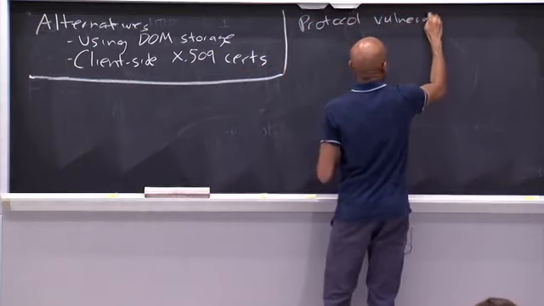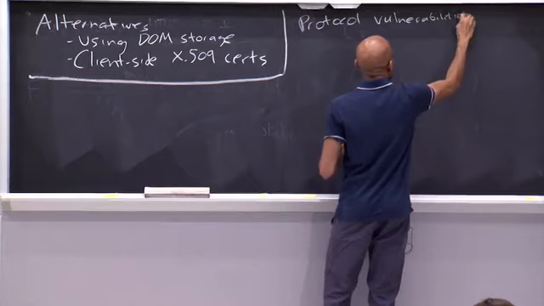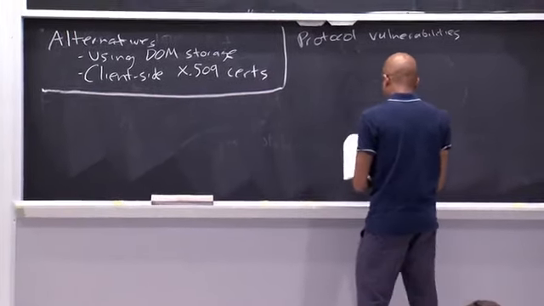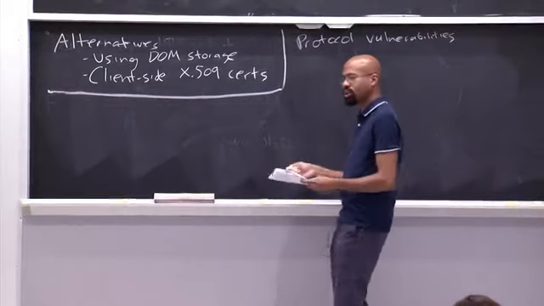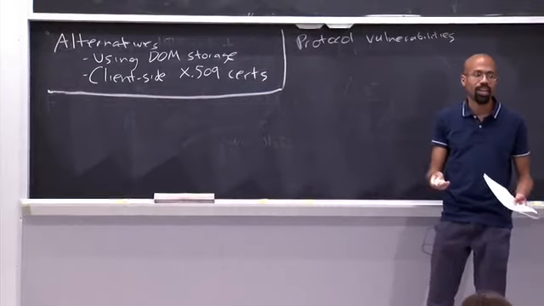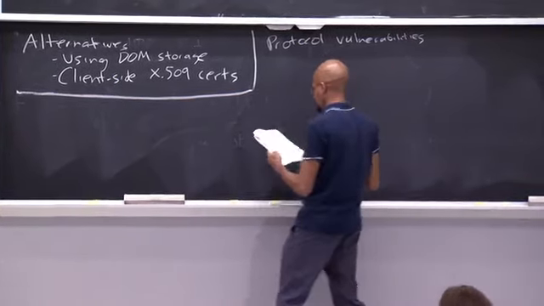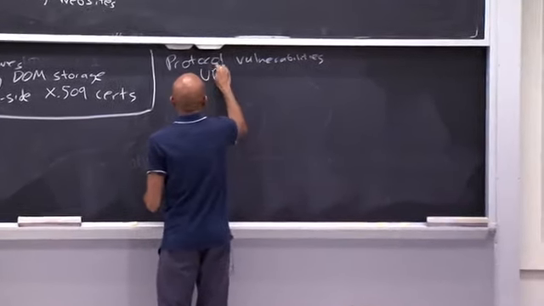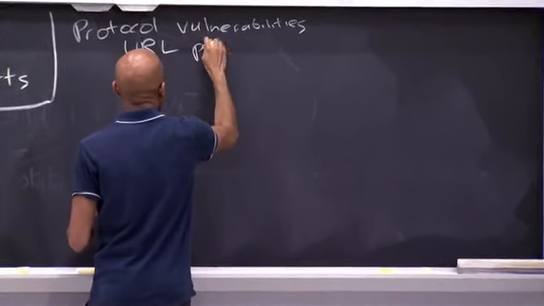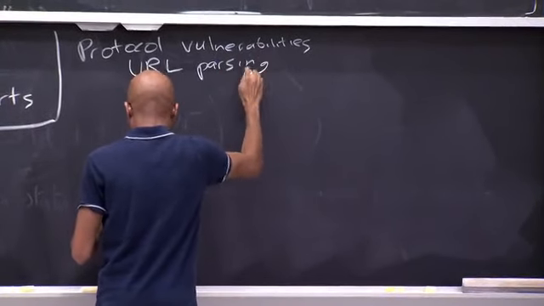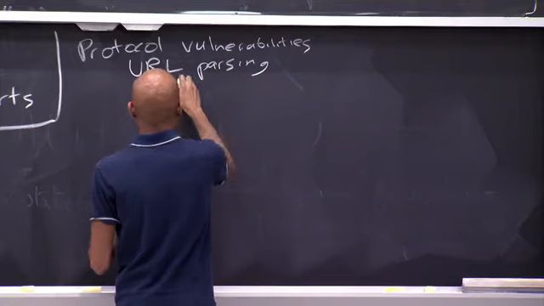And so one kind of interesting attack is that there are all these sort of bugs in the way that different browser components parse URLs, for example. So how can URL parsing get us into trouble? Suppose that you have a URL that looks like this.